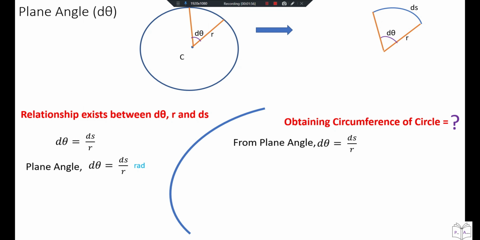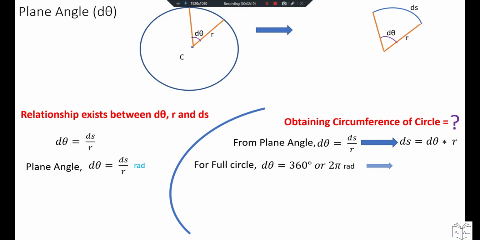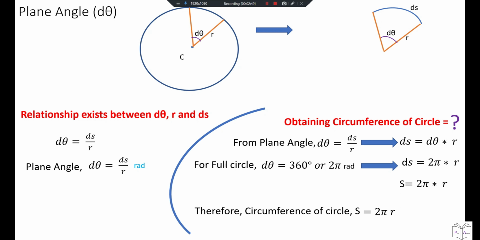So we know that plane angle d theta equal to ds by r. From this we can write ds as d theta multiply r. So for a full circle, d theta should be equal to 360 degree or 2 pi radian. So I can replace d theta as 2 pi in the above formula, so that ds equal to 2 pi multiply r. Now instead of writing ds, we can write s equal to 2 pi multiply r, because ds is the arc length in which d theta is small. But when you replace d theta as 2 pi for the full circle, instead of writing ds, we can replace it as s. So this s indicates the circumference of this circle.